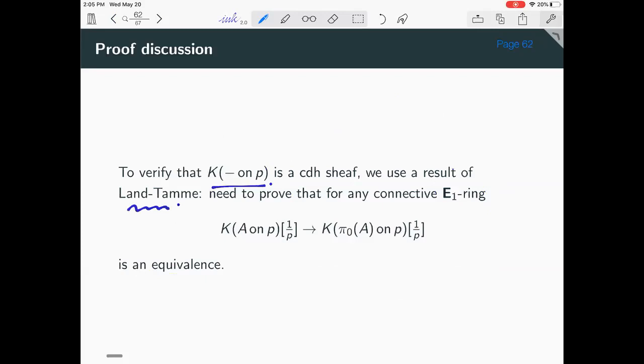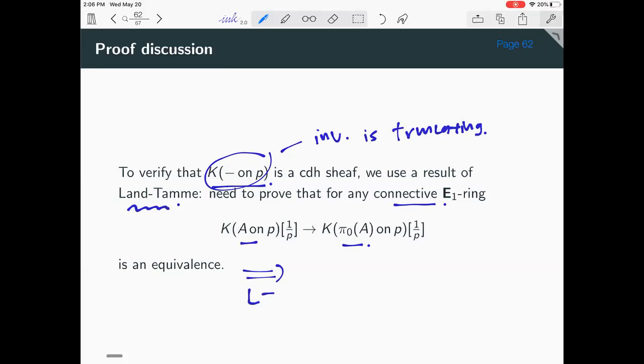Okay. So to prove something is a CDH sheaf, there is a strategy that you should first think about when you deal with K-theory and things like this. You need to prove that this invariant is, what do you call this, truncating. Namely, if I evaluate this invariant on any connective E1 ring, then there's no difference between A and its pi zero. It's like a nil invariant statement. And Land–Tamme proved that in this case, we have a CDH sheaf. So let me note that there is no chance for, I mean, K-theory with 1/p inverted is not a CDH sheaf.